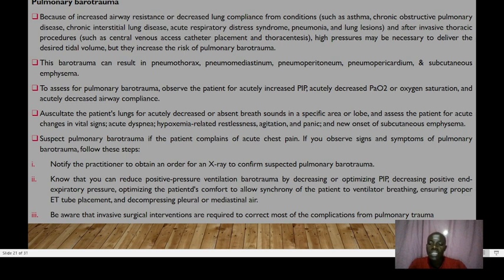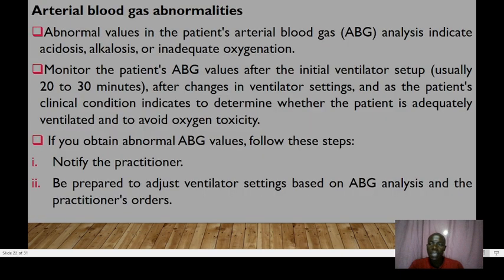You have lastly to be aware that invasive surgical intervention is required to correct most of the complications from the pulmonary trauma. Another complication is the arterial blood gas analysis.